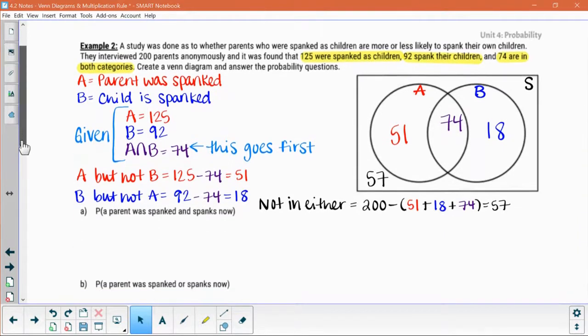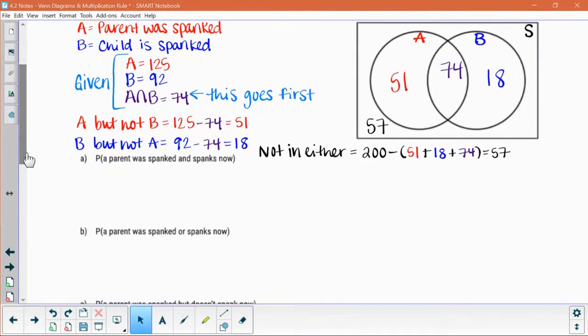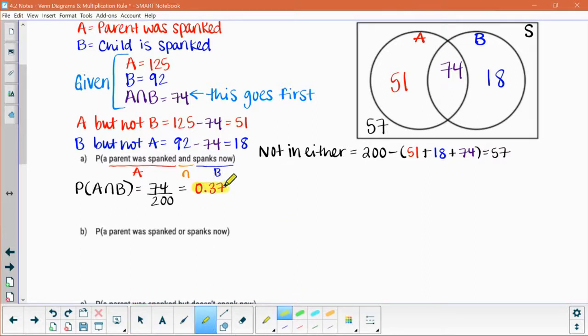So now we're going to go ahead and answer some probability questions about my Venn diagram. What is the probability that a parent was spanked and they spank now? So A and B. So I want the probability of A and B. Remember, it's very important that you have a probability statement. So if I want A and B, all I have to do is look at my overlap of the two Venn diagrams. That's 74 over 200, which is 0.37 as my final answer.